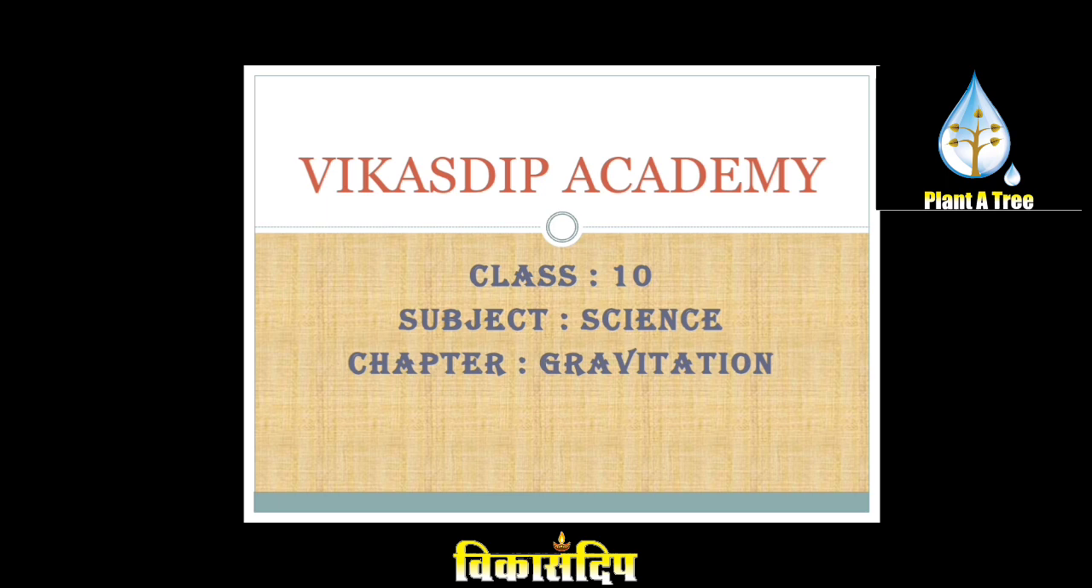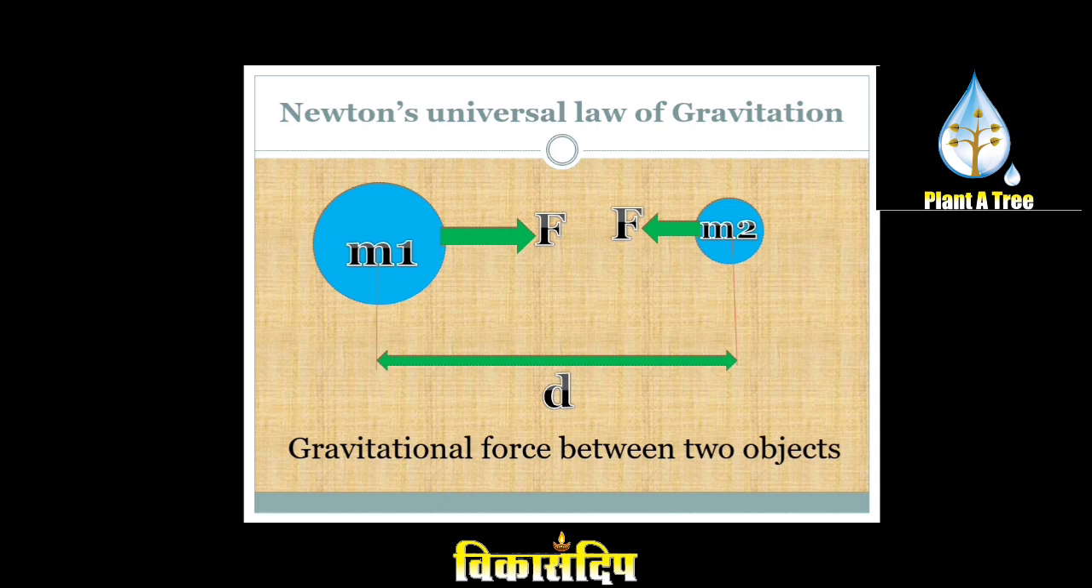This is gravitation, a topic of class 10 science. Now this is the famous diagram of Newton's universal law of gravitation. Here there are two objects, one having mass m1 and the second having mass m2, separated by the distance d. But the interesting fact is that the force acting on m2 by m1 is equal to the force acting on m1 by m2.